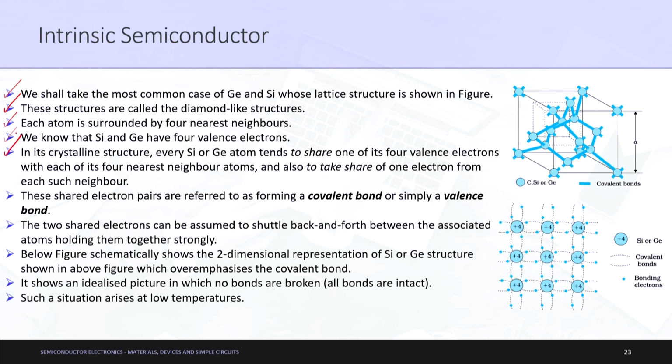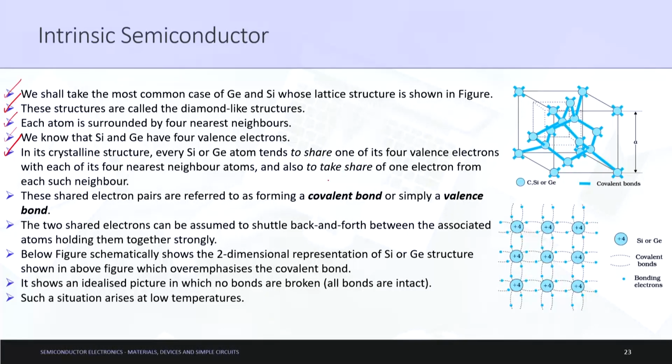So basically, how is this complete structure being made? Let us say this is one of the atoms. It has 4 different atoms surrounding it. Each of these 4 atoms will also have 4 neighboring atoms surrounding it. One will of course be the previous atom, so the other 3 will be new. So each atom is surrounded by 4, and also takes a share of 1 electron from each such neighbor. As sharing is done for each of these, the complete thing is neutral.